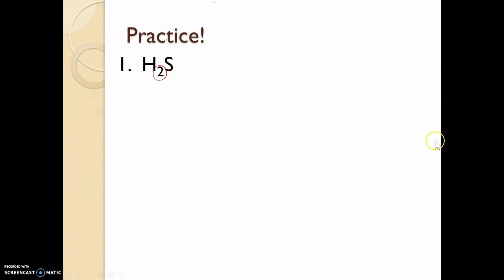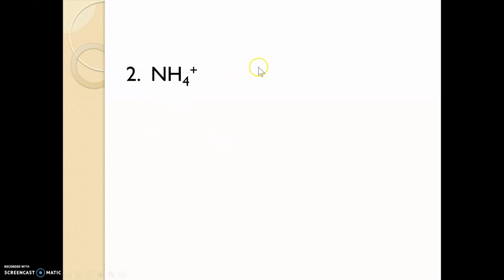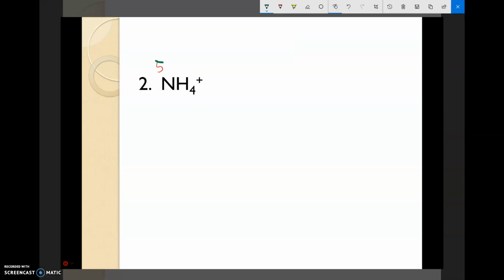Let's do another example. Let's do ammonium. First, again, we're going to count our valence electrons. Nitrogen has 5. Hydrogen, there are 4 atoms of hydrogen, but each has 1 valence electron. Now notice we have this positive sign. The positive sign, remember, means that we're going to subtract 1 electron from the total. So I'm going to put -1 up here. So 5 plus 4 is 9, -1 equals 8. So we have 8 valence electrons.